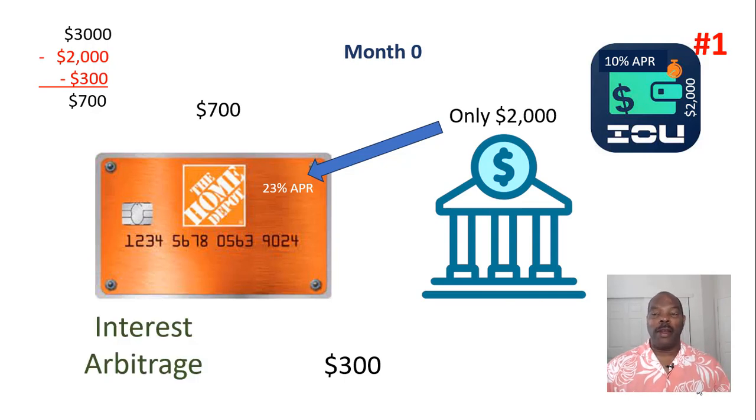So that right there is interest arbitrage, because you're taking that 10% money from the loan that he decided to give himself at 10% and paying down the 23% interest. So that's just a regular refinancing, $2,000 interest arbitrage. And that's the first part of this. I wanted you to know there's two parts to this: there's interest arbitrage and velocity. Let's talk about the next thing.